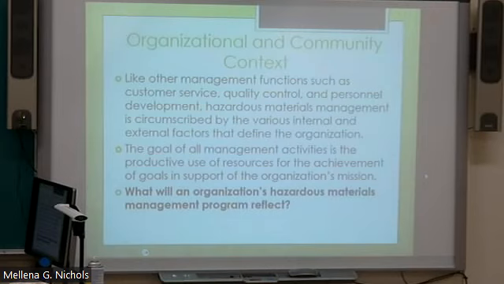What will an organization's hazardous materials management program reflect? Identity, mission, mandates, and strategy. Right, so when we think about production and quality, we see very easily how it identifies the company, it meets with the identification of the company, its mission, all that kind of stuff. But a lot of times safety is its own little standalone island that really doesn't relate to all that other stuff. And that is not the way it should be.